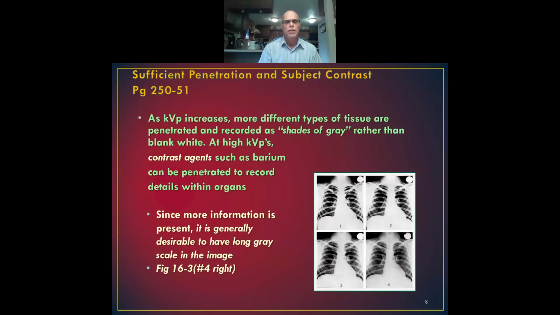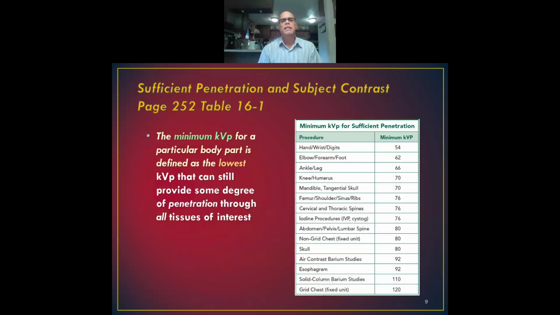the abdomen. For the chest x-ray, we want a long gray scale of contrast, as many grays as possible when you're looking at the lung and the mediastinum, which is the middle area around the heart. And this gives you sufficient penetration and subject contrast.